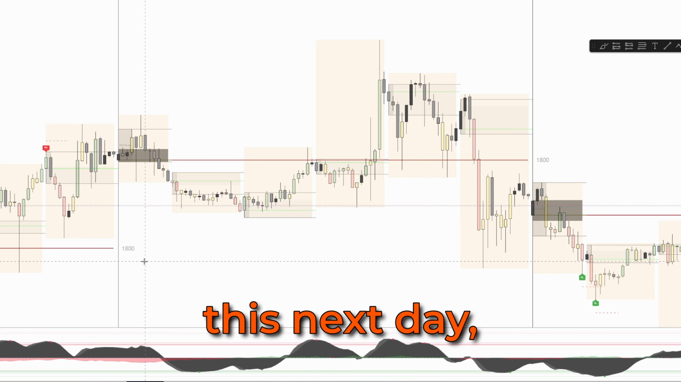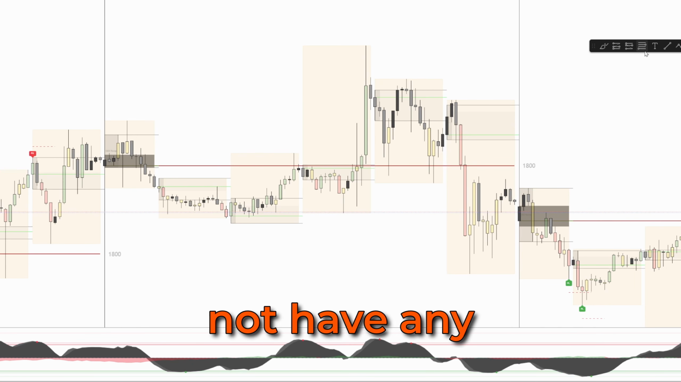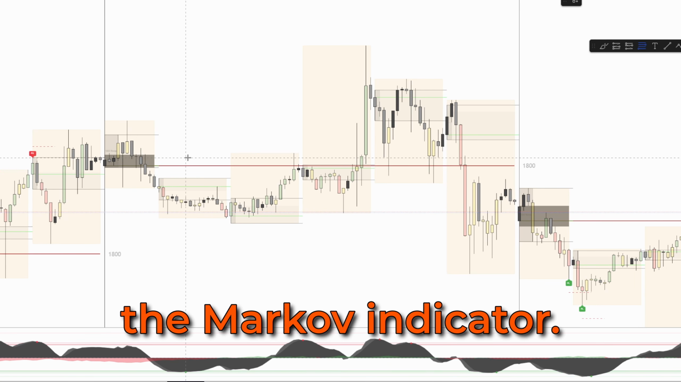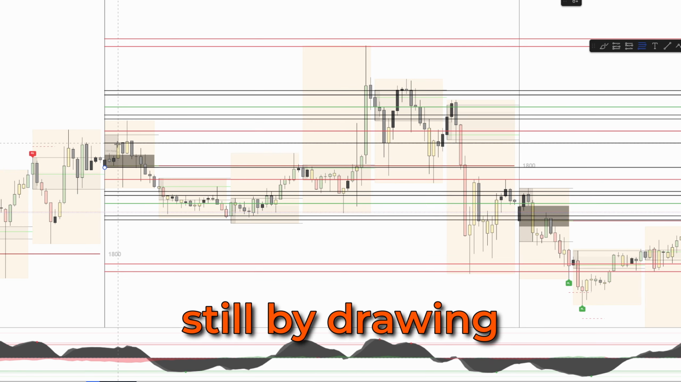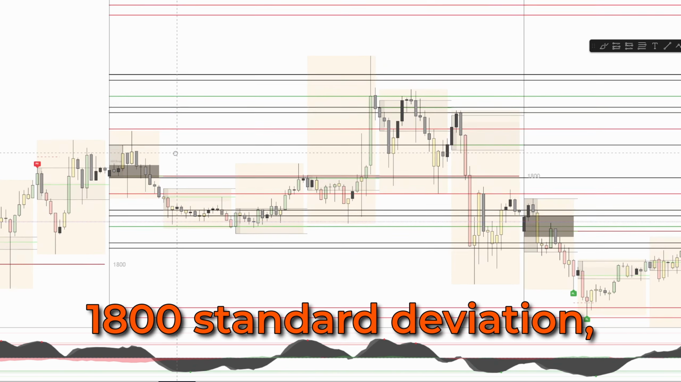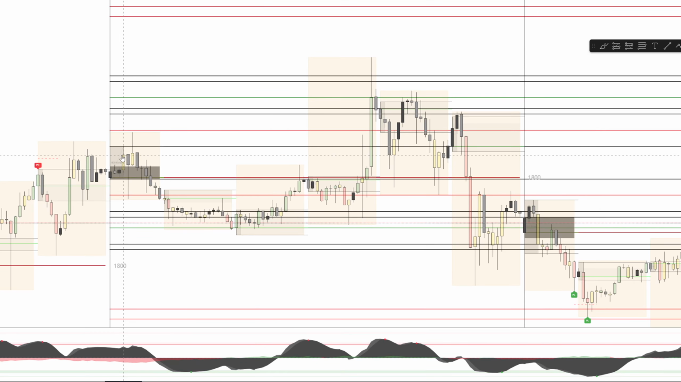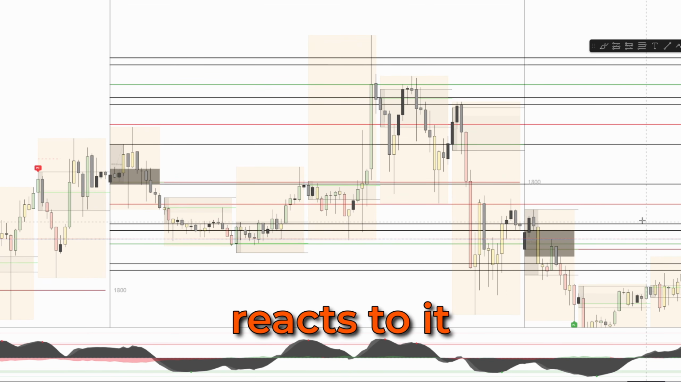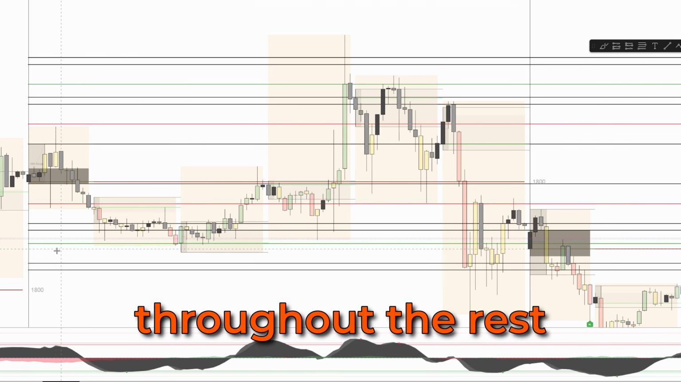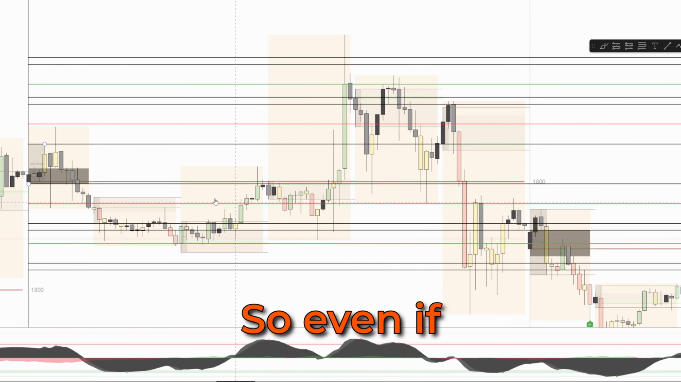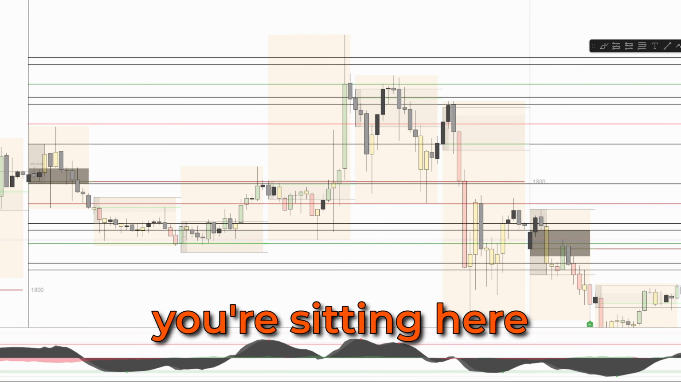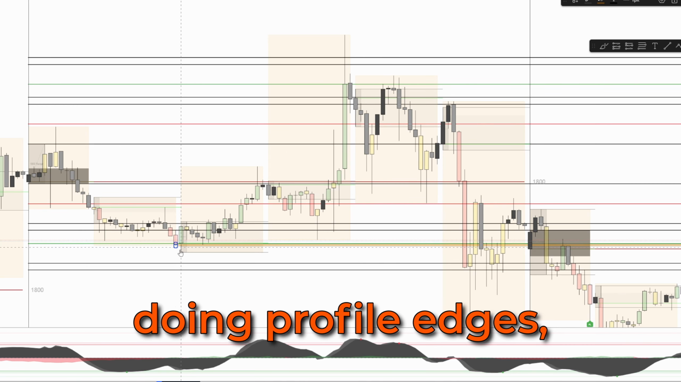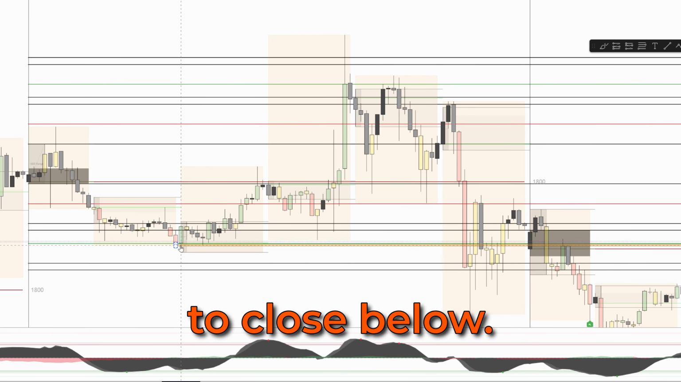Okay, we can see in this next day, which is going to be the Tuesday, we do not have any signals from the Markov indicator. So I'm not going to go into replay for this one, but I'm going to show you guys still by drawing out the 1800 standard deviation, how price reacts to it throughout the rest of this day. So even if you're not using an indicator, there's multiple ways that you can trade this. I mean, if you're sitting here doing profile edges, that's a profile edge that failed to close below.